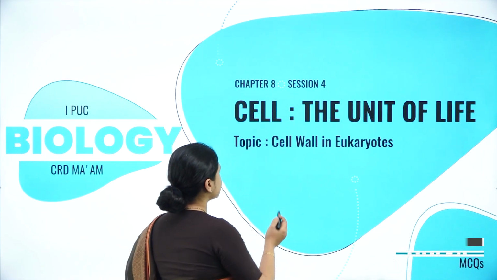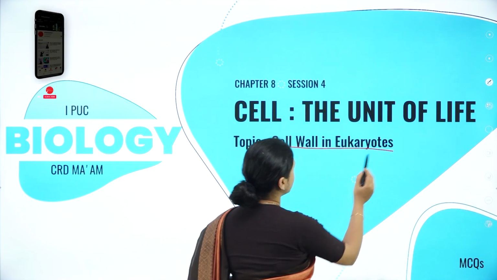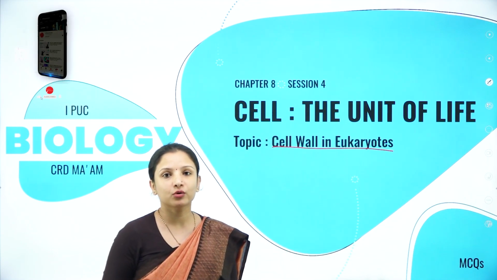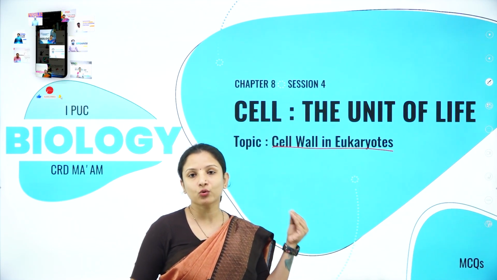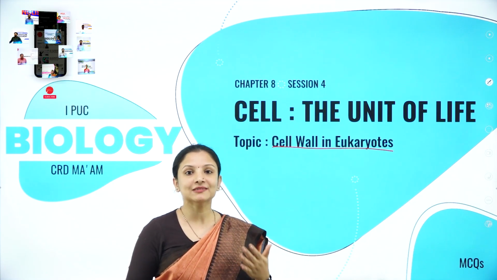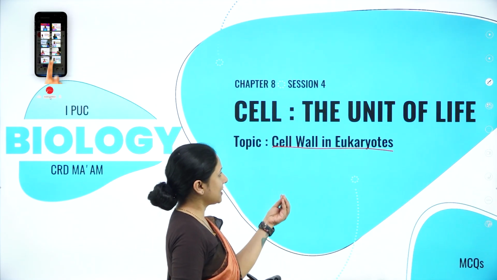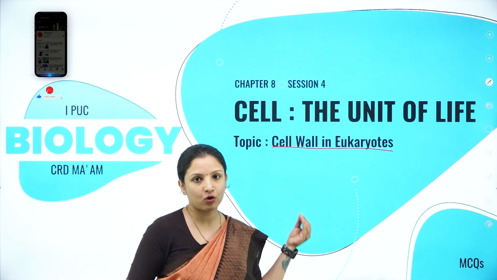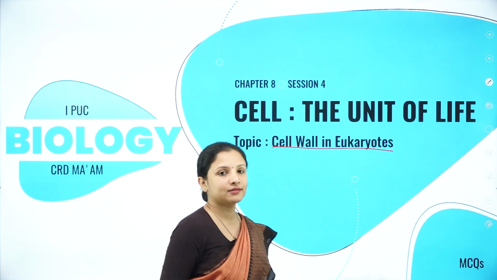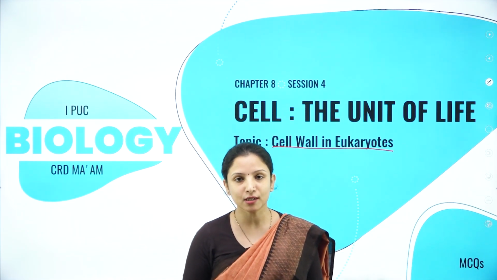So in this session, let us study about the topic cell wall in eukaryotes, wherein we know that the cell wall is present only in the plants, whereas the animals lack the cell wall. So we shall study the structure and the function of the cell wall in plants and then move on to learning some of the MCQs under this particular topic.